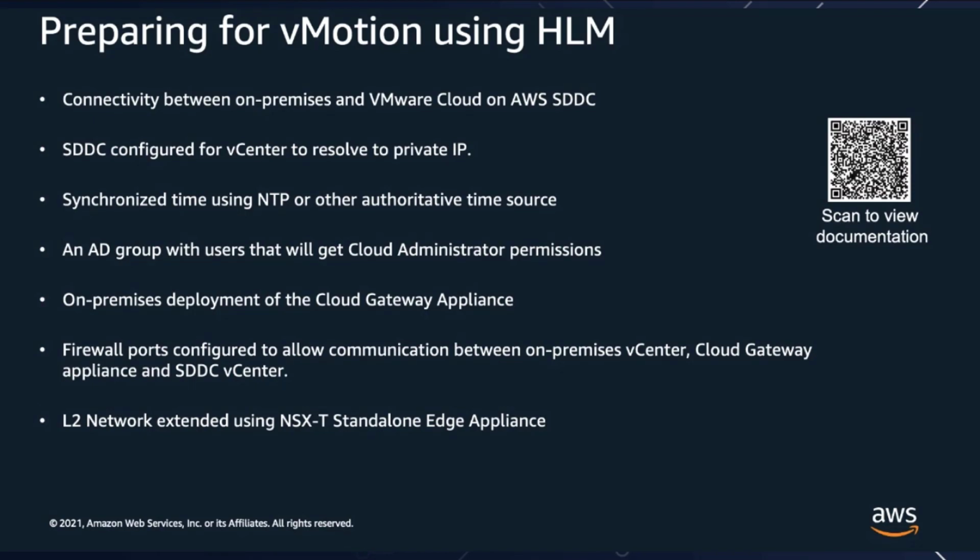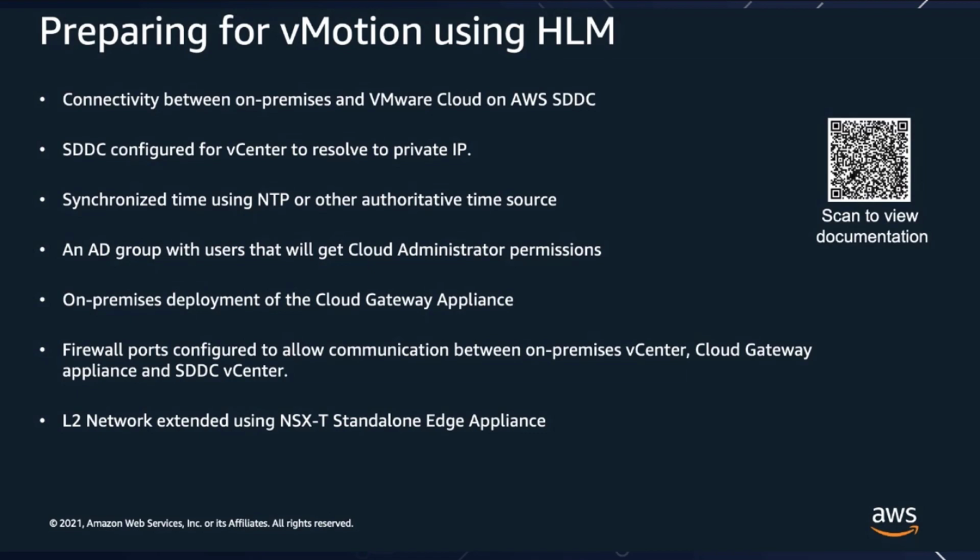Then we need to make sure that the SDDC is configured for vCenter to resolve to the private IP, and we need to make sure that we have synchronized the time in our on-premises environment with an authoritative time source using an NTP server. We also need to make sure that we have an AD group that will be used to give cloud administrator permissions to a set of users when we deploy the hybrid linked mode Cloud Gateway appliance.